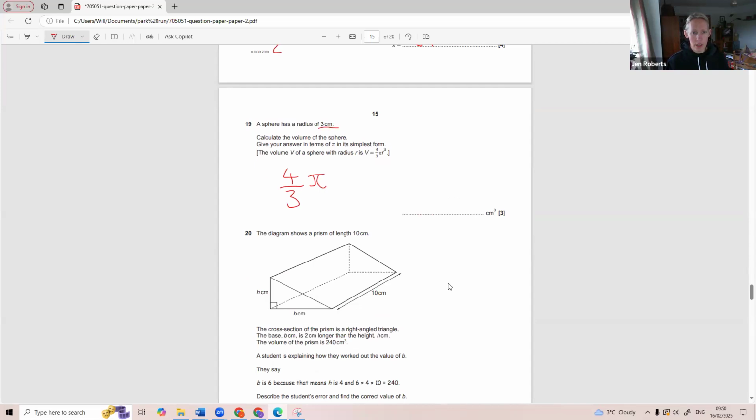Our radius is 3 centimetres. 3 cubed, 3 times 3 is 9, times 3 is 27. So 4/3 times pi times 27. I would, so this is just from experience knowing this, that I would maybe change this to a fraction by putting a 1 underneath it.